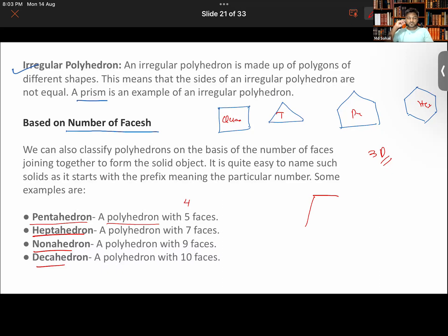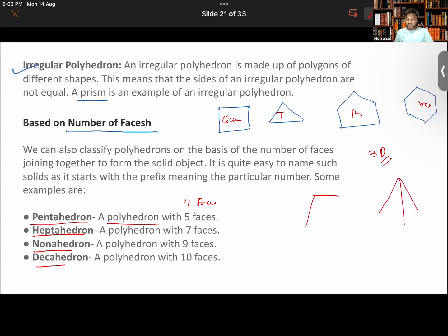Will it be possible to get a polyhedron with only 4 faces? No, sir. Why not? It will be equal to or more than 4. Take an example of this figure, no?